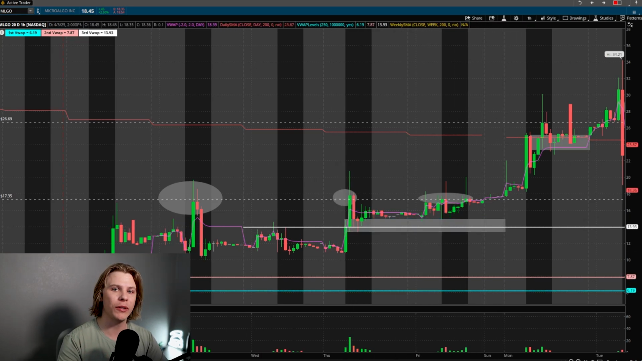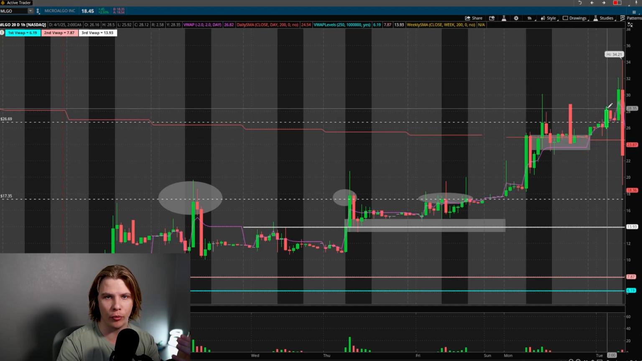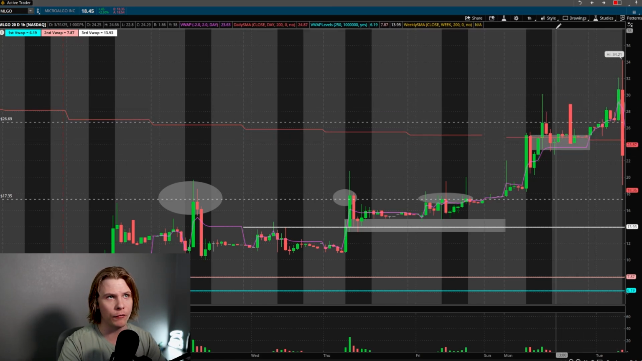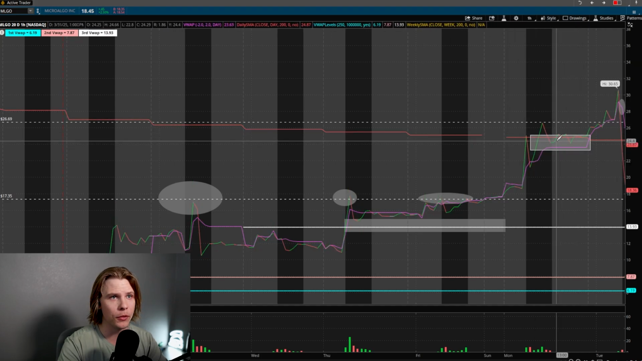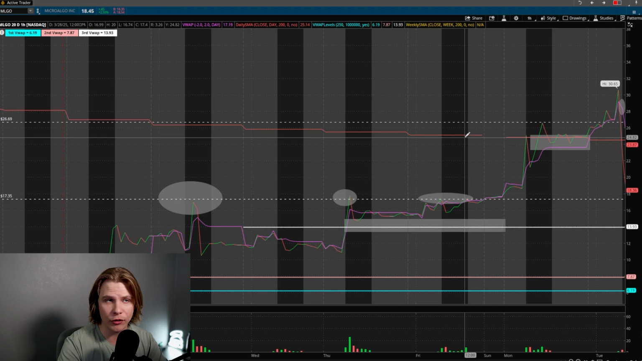And the target's always going to be a mixture of two key areas. Number one, just that kind of previous support area before the breakdown happened. So you can kind of see here on the day before it broke down, if you look at the line chart, it makes it a bit easier. There's a lot of support here near 24 bucks. It's also where the daily 200 moving average is.